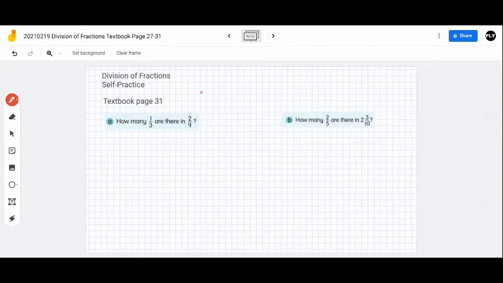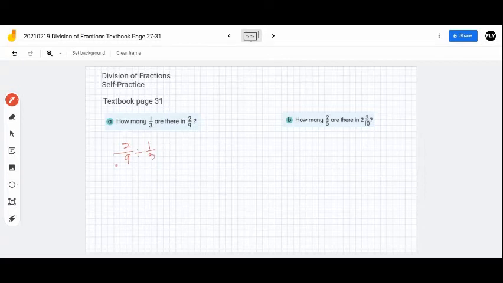So next question. Okay, A. How many 1 over 3 are there in 2 over 9? This means division. Every time you see this type of question, please do division. How to do division? 2 over 9 divided by 1 over 3.